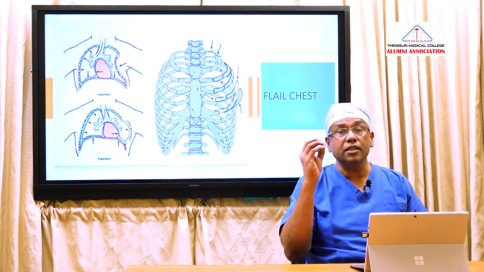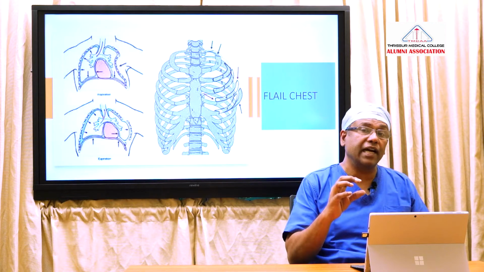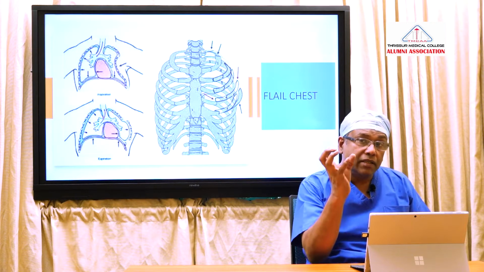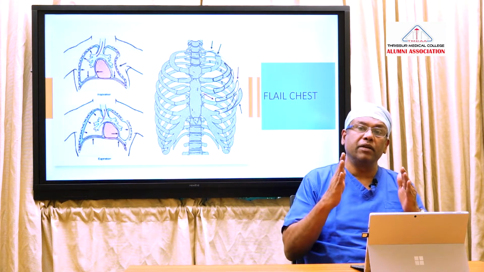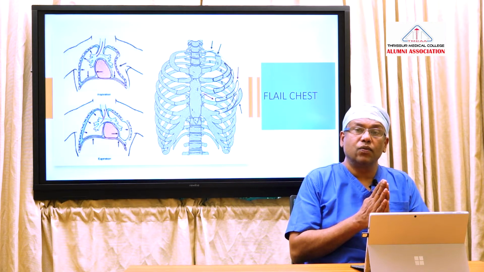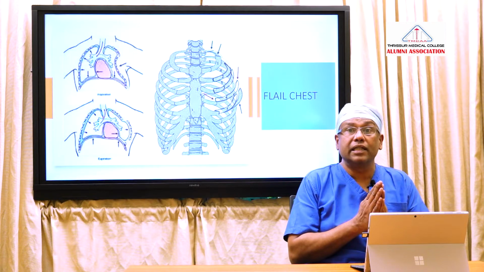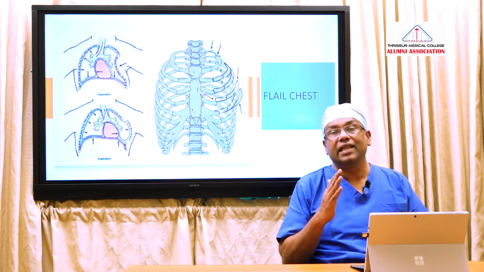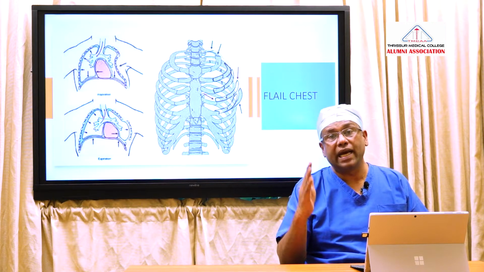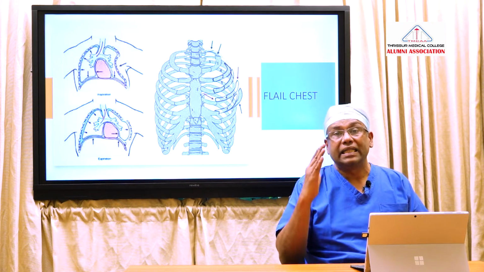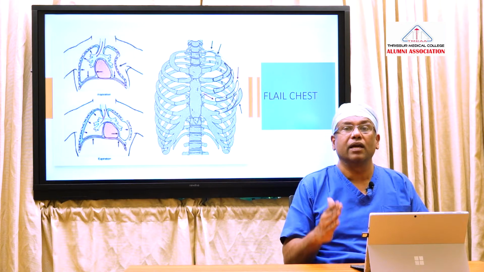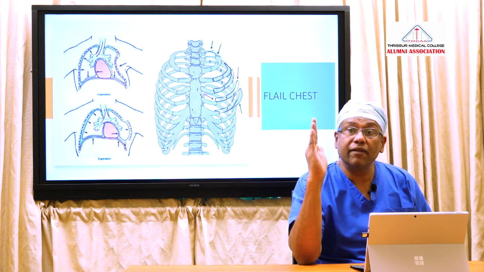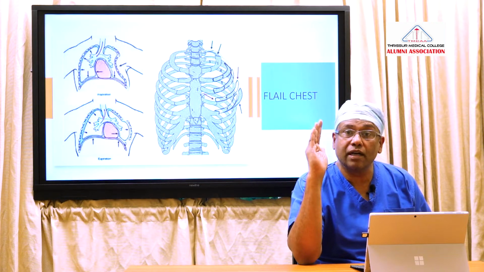But here, this fragment is loose. So what happens when the patient inspires? This fragment will go in, right? So what will it cause? It will cause a reduction of space for the lung to expand. So that will lead on to an added hypoxemia, and that is called paradoxical respiration. And paradoxical respiration per se will be present both in conscious and unconscious patients.